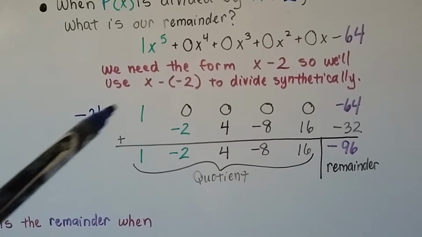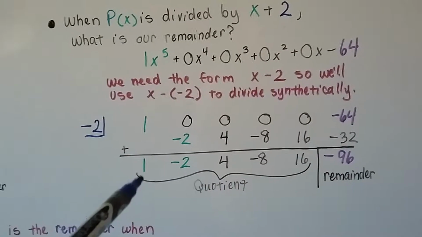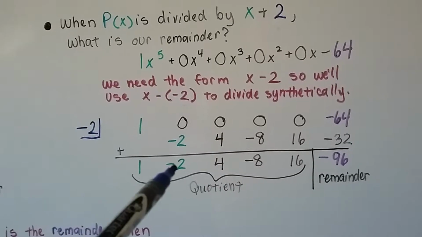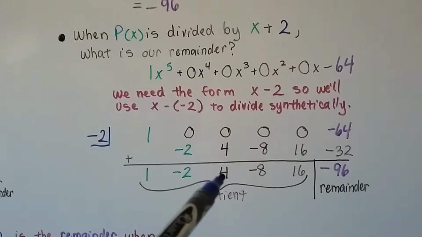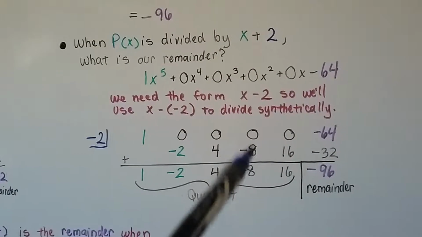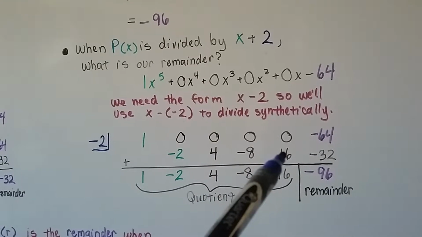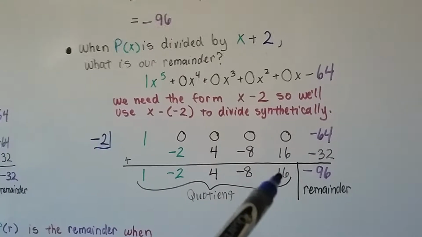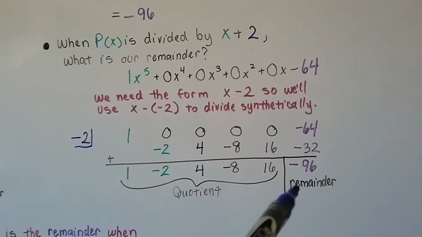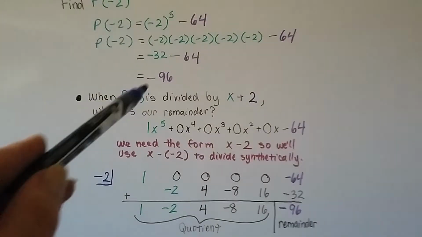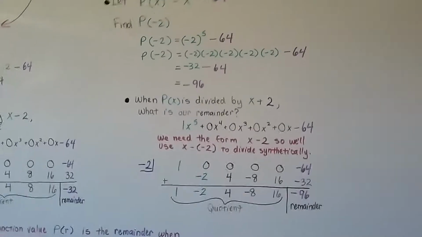Now, negative 2 times 1 is a negative 2. We write it here and we add them and we get a negative 2. Don't forget we drop the 1 down. Now we do negative 2 times negative 2, which is a positive 4. We add them and get a positive 4. We do negative 2 times that positive 4 and get a negative 8. We add them together and get a negative 8. We do negative 2 times that negative 8 and get a positive 16. Add them, get a 16. Negative 2 times the positive 16 is a negative 32. When we add them together, we get a negative 96. Just like we did up here. Isn't that something? See how that happened?